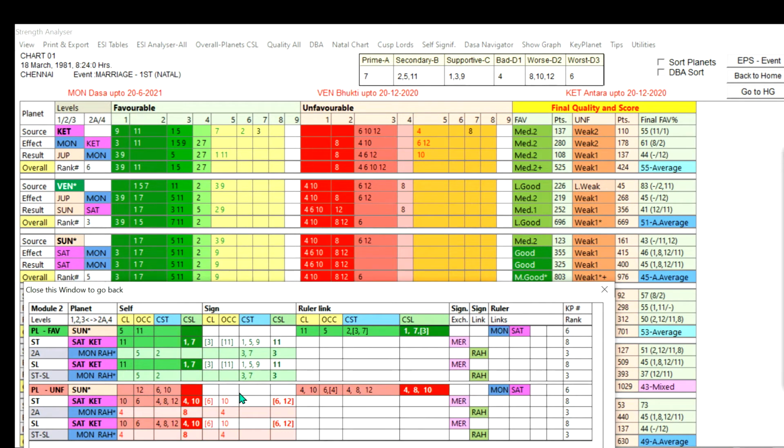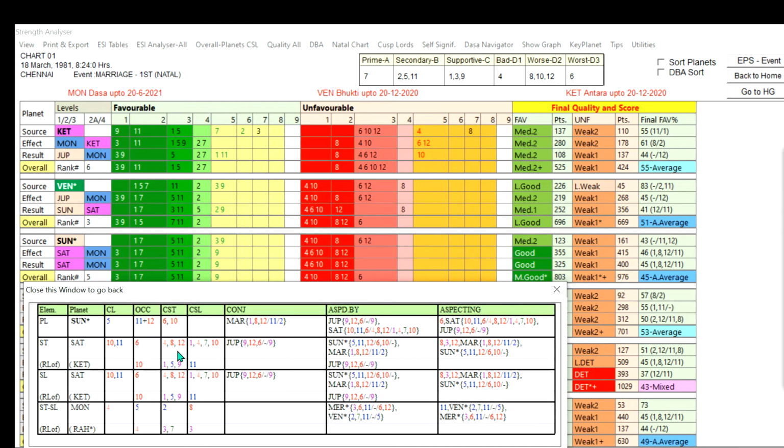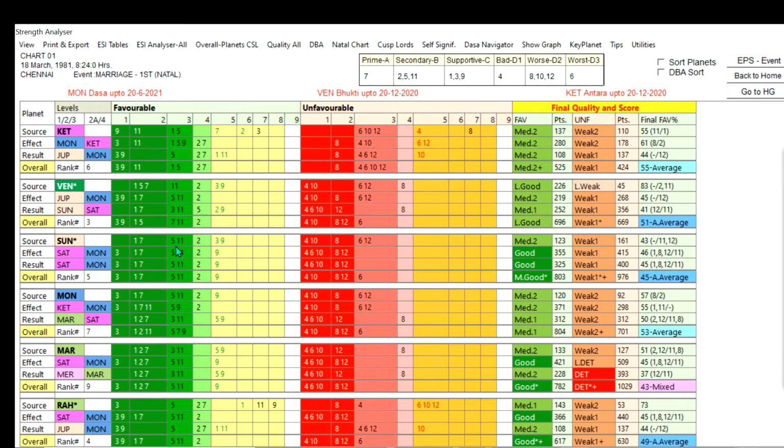That also will be more useful in verifying this house grouping table and also the analyzer table. If you want to verify with the EPS table, you right click on it, and you can see the EPS table also here. That way, each and every screen has the tool to verify any planet's tables, EPS table or house grouping table or analyzer table, right here itself.